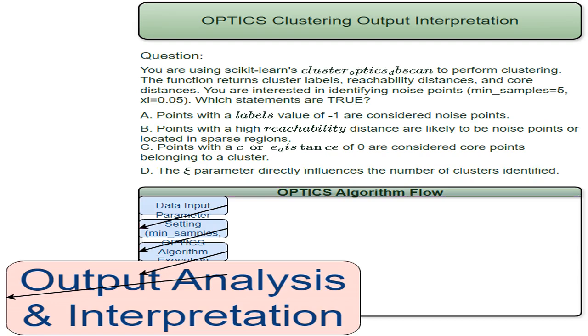This step involves examining the results from the OPTICS algorithm. The algorithm has given us three key pieces of information: cluster labels, reachability distances, and core distances. Now, we need to understand what each of these means and how they help us interpret the clusters. Let's dive in. We'll use this information to identify noise points and understand the structure of the clusters. This is where we decide which points belong to a cluster and which ones are considered outliers.